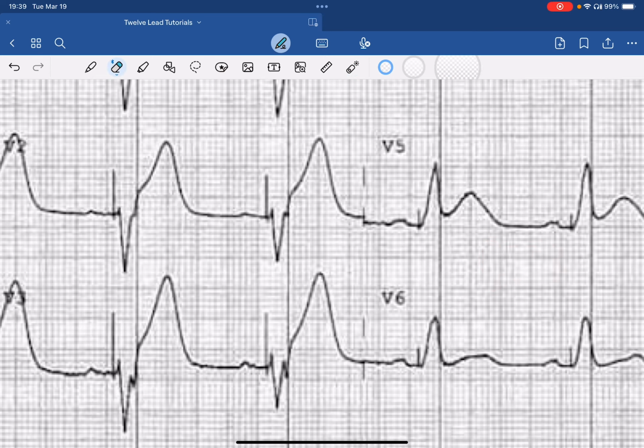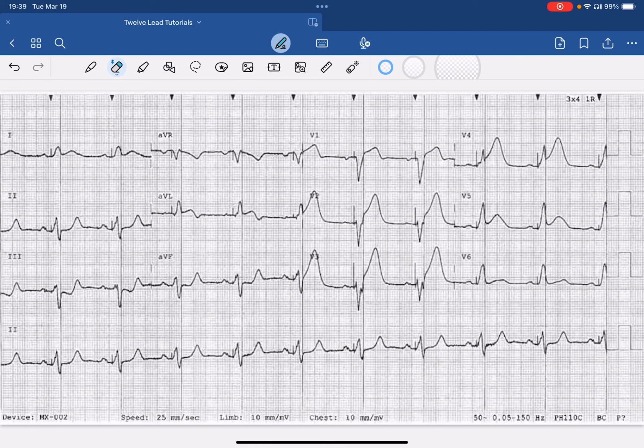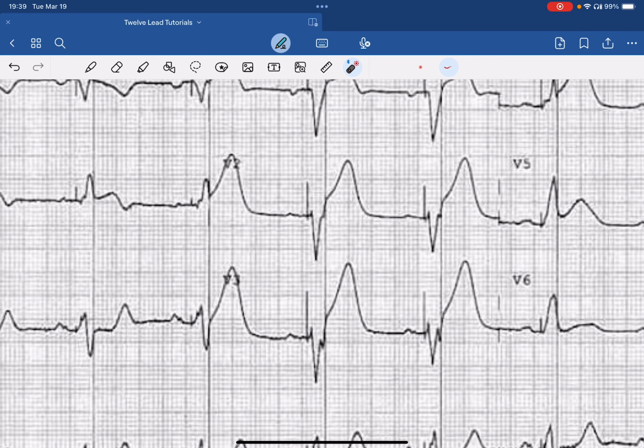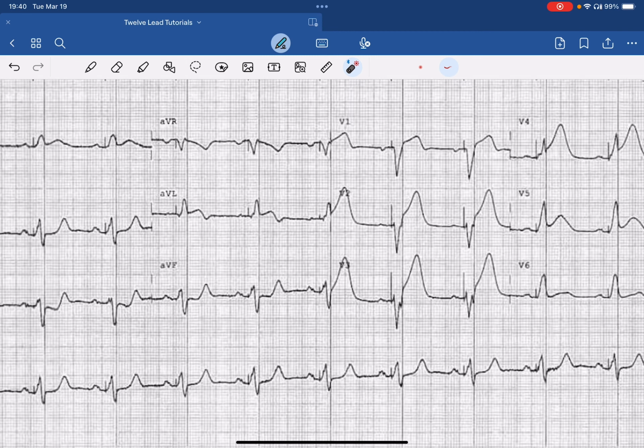And then again, for funsies, we're going to go through the other criteria just to see if we can knock it off. When it comes to the second criteria, we're looking for concordant ST depression in leads V1, V2, and V3. If we scrutinize these V leads, we can see that there really isn't any sort of concordant ST depression. So we can fairly confidently say that it does not fulfill Sgarbossa 2.